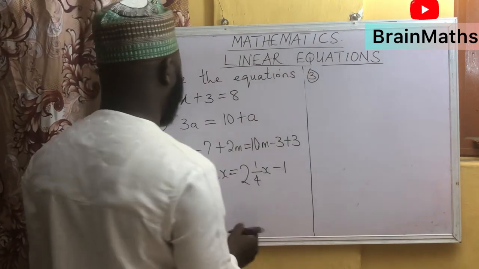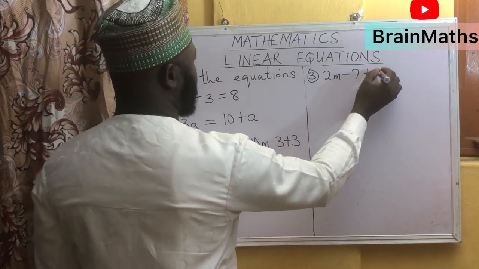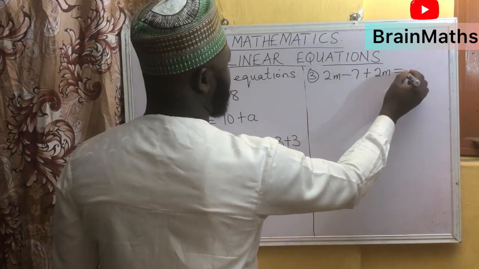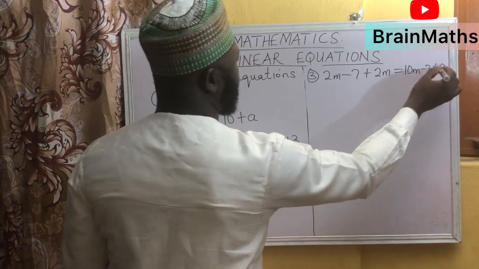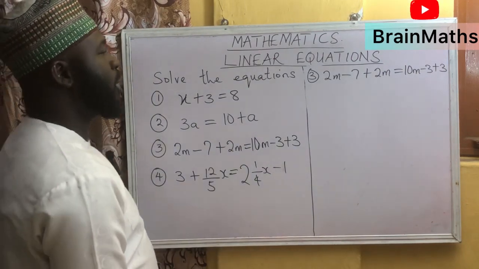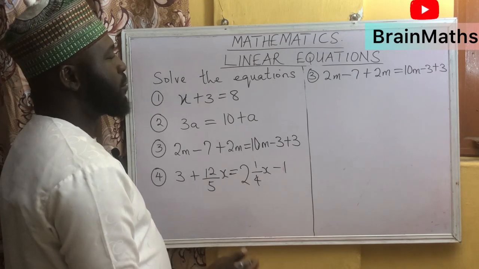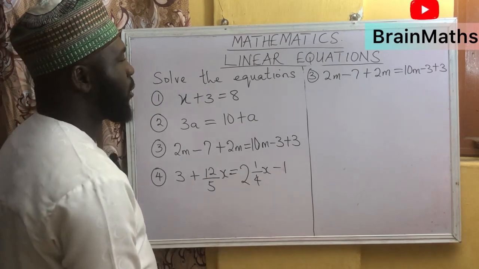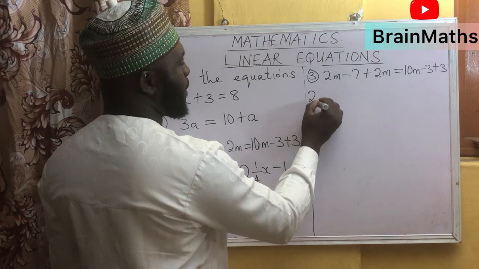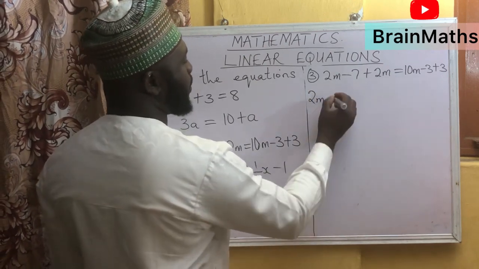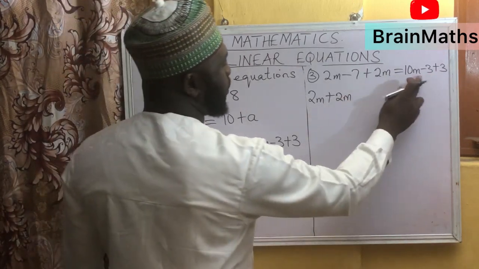Question number 3 says 2m minus 7 plus 2m equals 10m minus 3 plus 3. Now, the first thing we have to do here is to bring all the variables with m together and all the constants also together. So on the left hand side, we have 2m and we also have another plus 2m. Then on the other side, we have 10m.